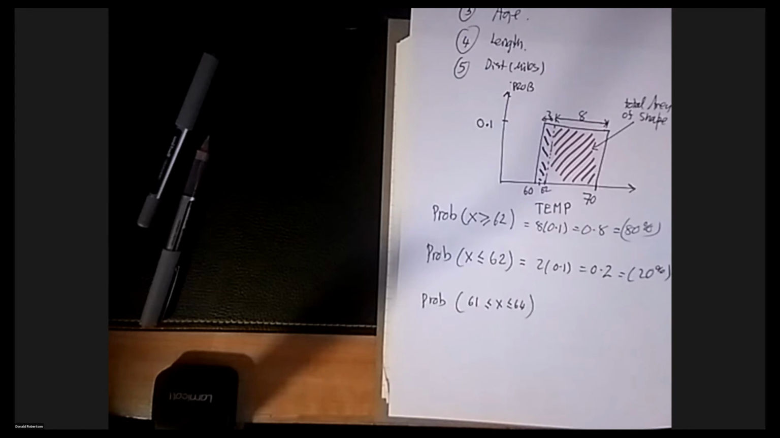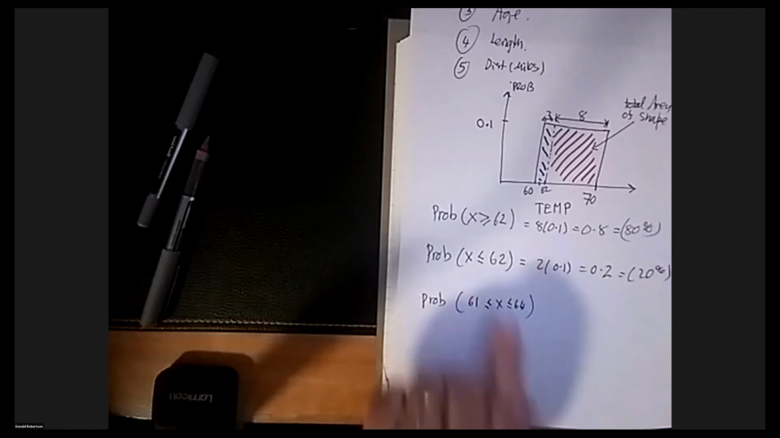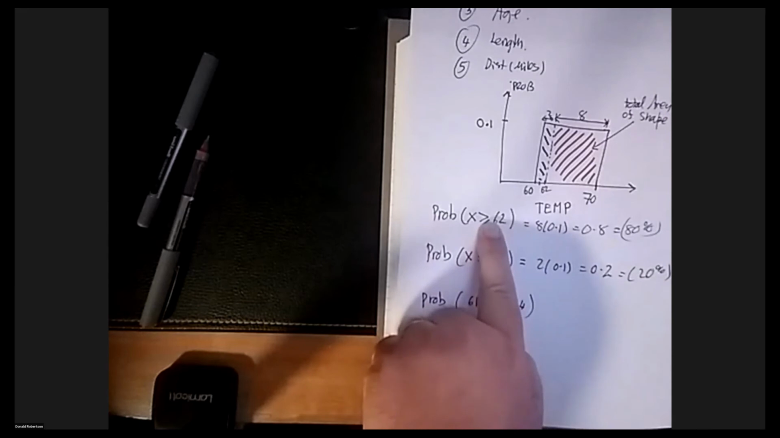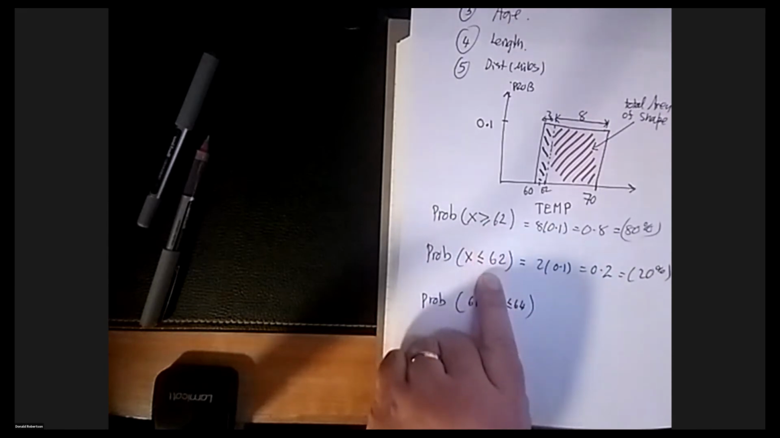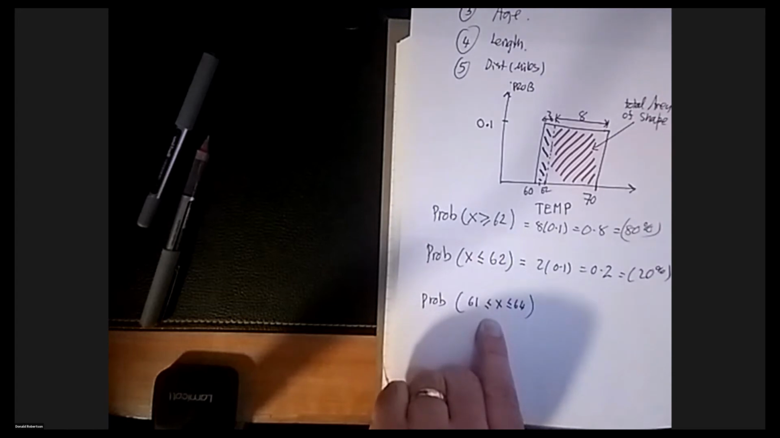So in English, you would just say, what's the chance that I turn up to this island and the temperature is somewhere between 61 and 64? Does that make sense? So that's how you would phrase a between. You notice bigger than 62, less than 62, or equal to, between 61 and 64.